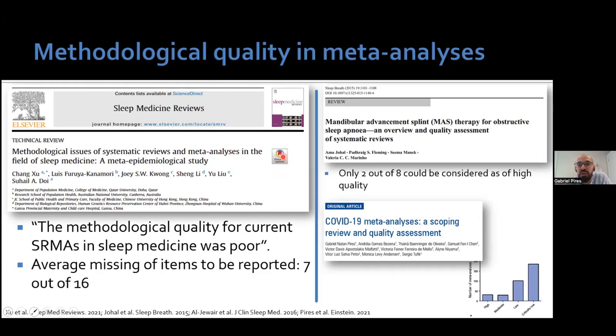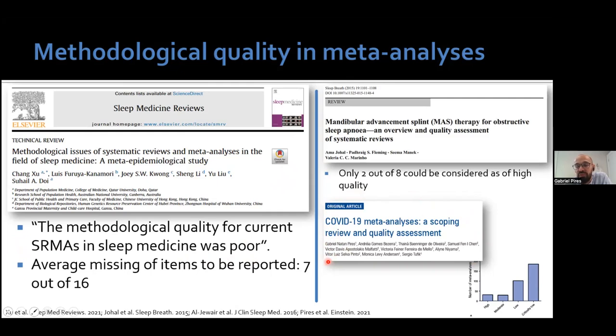It's very hard to be considered a high-quality systematic review by this tool, but you can easily be a moderate quality systematic review. But the fact is that, as the authors say, and now I quote, the methodological quality for current systematic reviews and meta-analyses was poor. And that is in comparison with a paper I did with some colleagues in Brazil, in which we evaluated specifically sleep-related COVID-19 meta-analyses. Most of them were of critically low quality.